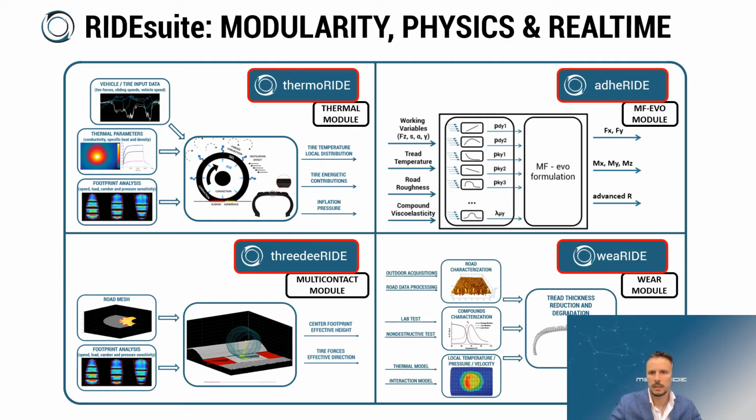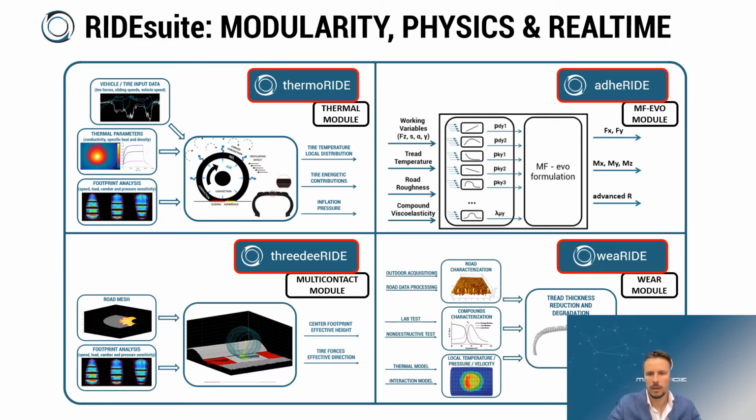RIDEsuite represents modularity, physics, and real-time. It mainly consists of four parts: thermoRIDE, adheRIDE, 3D-RIDE, and wearRIDE. thermoRIDE is a thermal model. It uses vehicle input from data or test benches, so time histories, time signals. It is also parameterized thanks to thermal parameters and footprint analysis. Both are non-destructive tests, and it is able to provide locally tire temperatures, energy contributions, and inflation pressure in output.